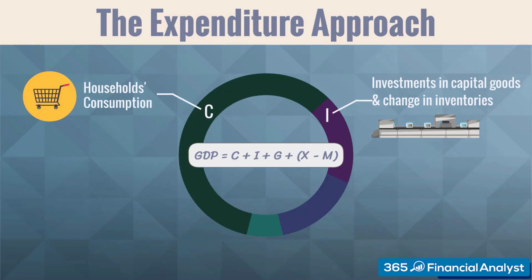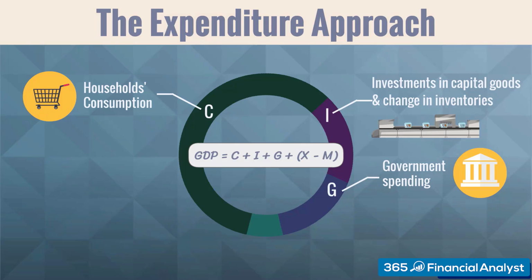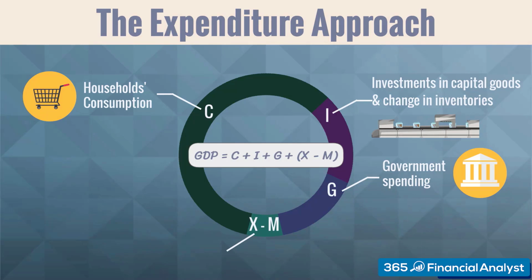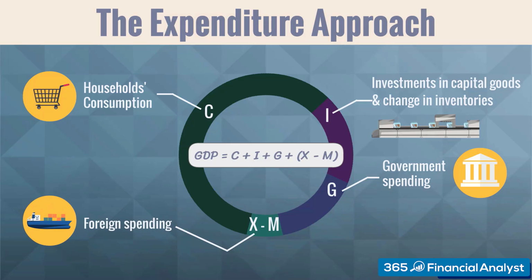The third component of the total output is the amount of government spending on final goods and services, or G. This is when governments invest in public goods and services, such as the construction of roads, schools, or spending on services such as police, military, and postal services. Foreign spending is the last piece when measuring GDP using the expenditure approach. It includes exports minus imports in a given country.